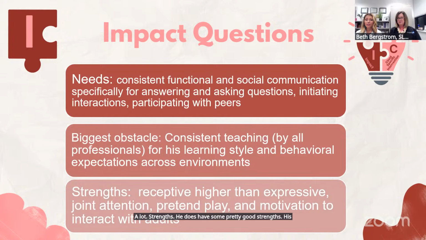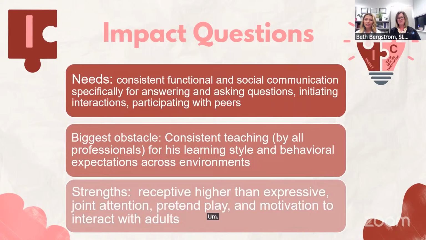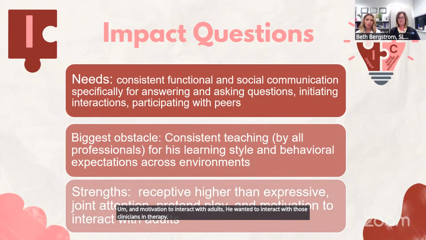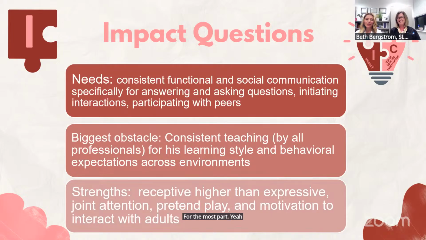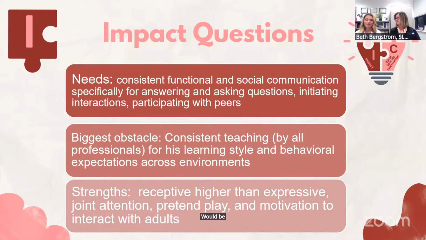His receptive language is definitely higher than his expressive. He has pretty good joint attention, and pretend play was such a strength for him. He developed all of those things in a couple of years. When you first had him, you talked about the significant delays in those areas, and now I'm talking about them as a strength. And motivation to interact with adults. He wanted to interact with those clinicians in therapy for the most part. He had his moments where he pulled away and wanted to do his own thing, but these were all strengths, especially in thinking about his autism diagnosis. We wouldn't suspect some of these would be strengths for him, but they are, and that's a topic for a different time.